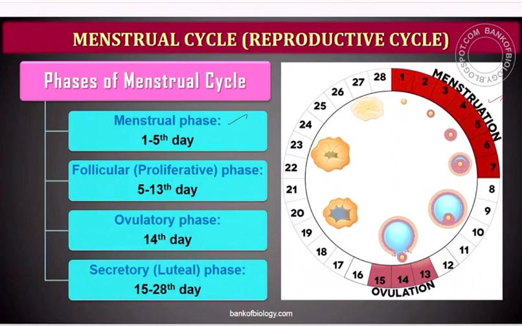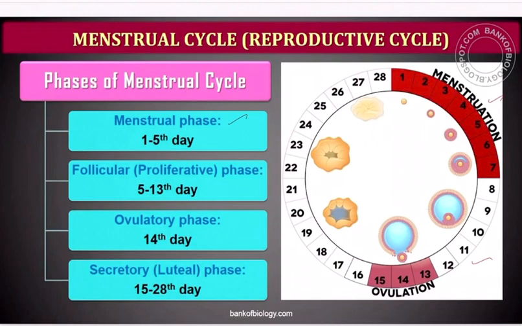For convenience, we divide this into 4 phases. The first one is the menstrual phase, that is, the 1st to 5th day. You can see here menstruation. Normally it is shown in red, 1 to 7, but normally it is the 1st to 5th day, when menstruation takes place. The second phase is the follicular phase, that is, the 5th to 13th day.